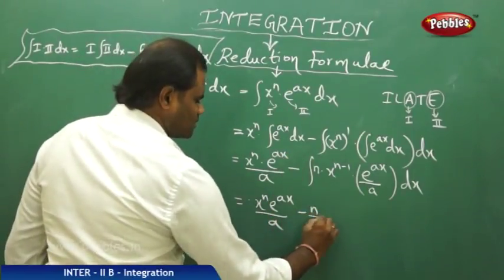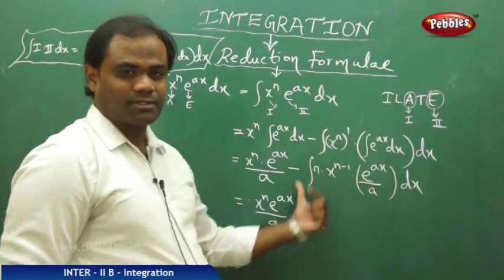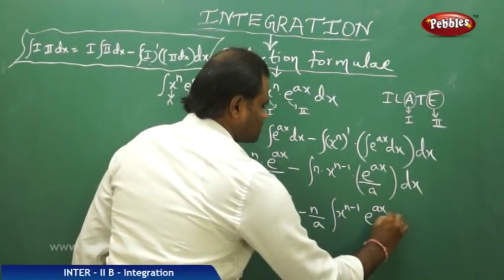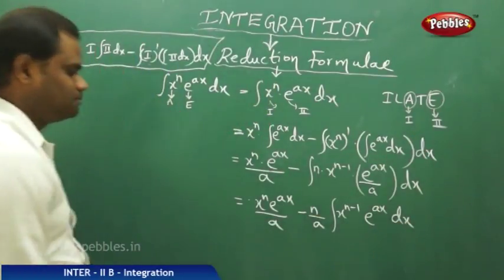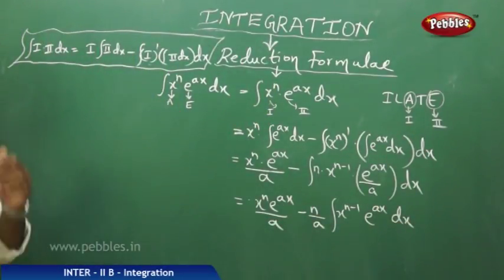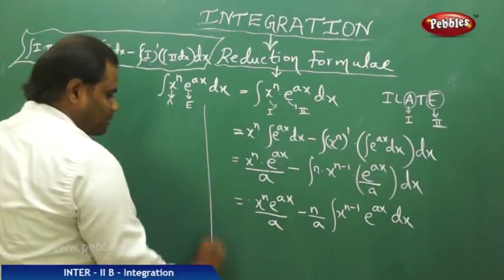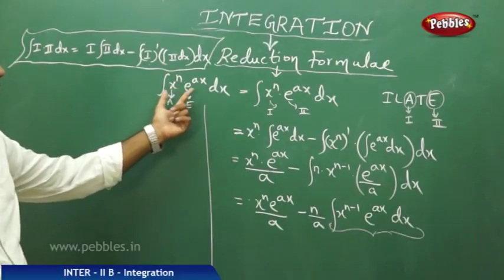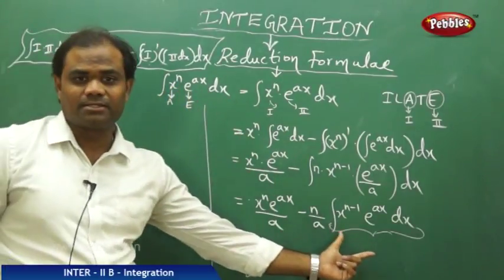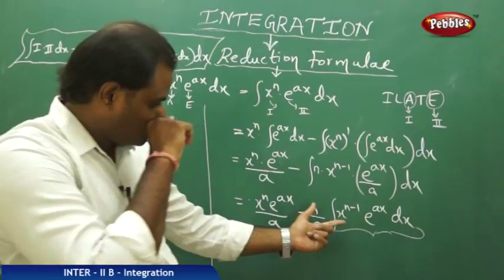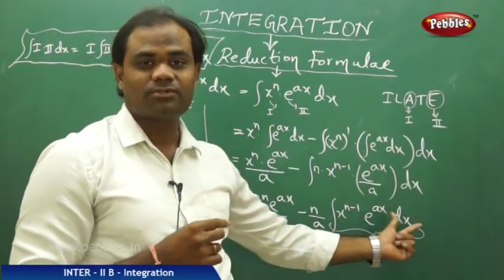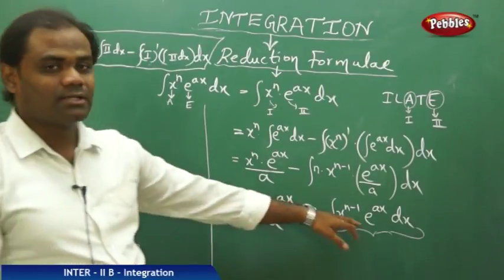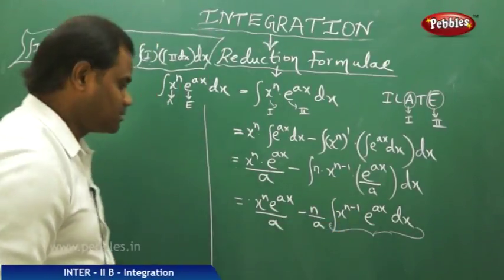And this, with n and a being constants, they come out and I get n by a integral of x power n minus 1 e power ax dx. Now let's see what happens if I reintegrate this, because this integration of x power n e power ax dx is not completely simplified, but I got some reduction as x power n minus 1 e power ax dx. Let's see what happens if I reintegrate this again by using integration by parts.